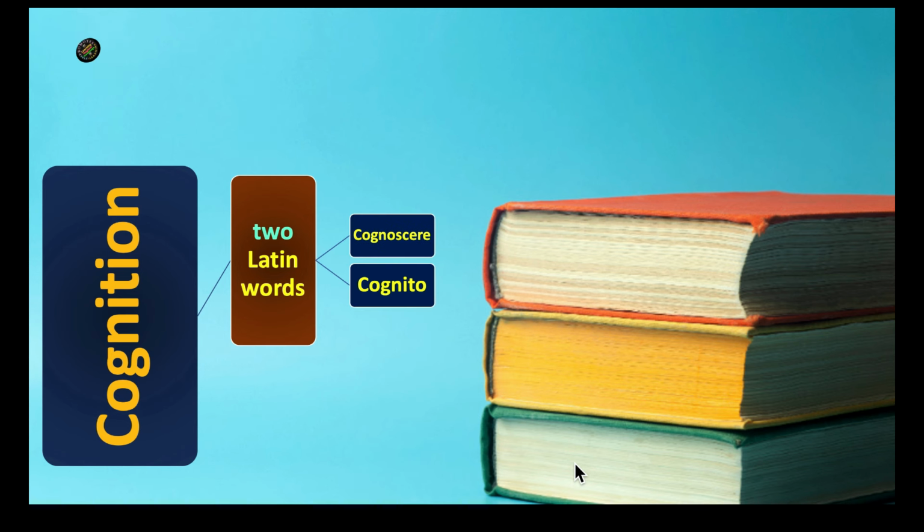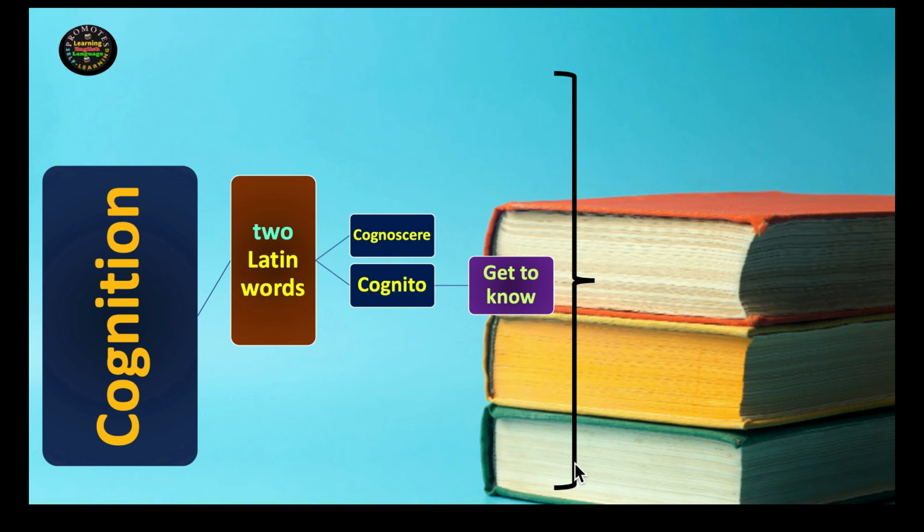The word cognition is believed to have come from two Latin words. The first one is cognitio and the second one is cognito, and both of them have the same meaning, that is to say, get to know. So this is the literal interpretation of the word cognition. Now we try to discuss some more ideas about the word.